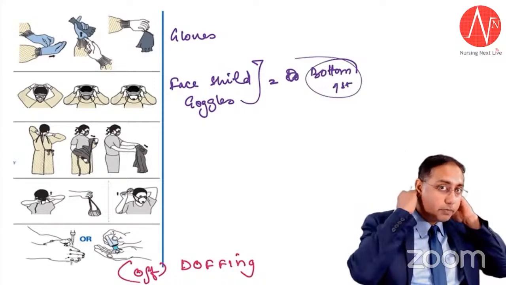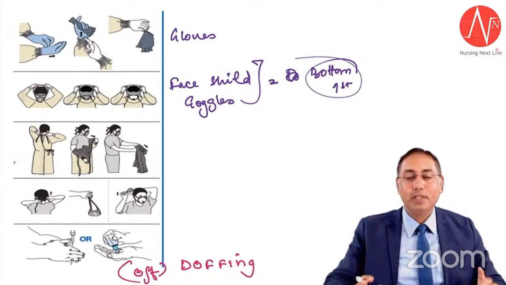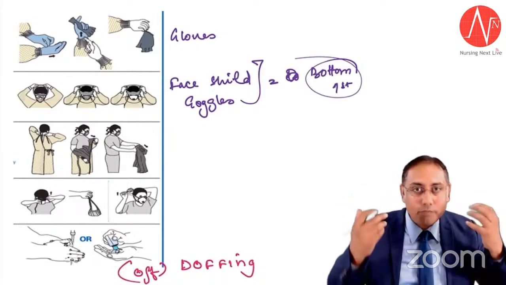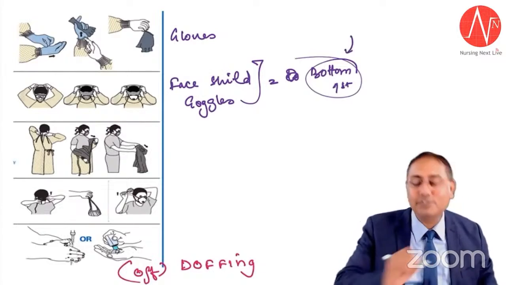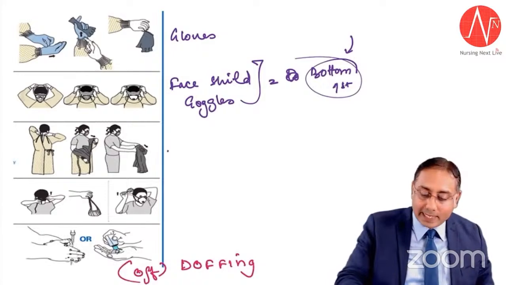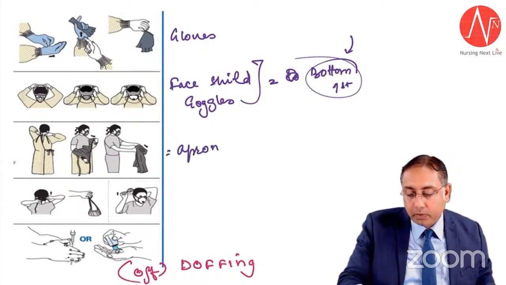So while wearing, you wear the bottom first. While taking off, you take off the bottom first. Always the bottom first. It's very important for you to remember, while taking on, bottom first. While taking off, bottom first. So the lower thread is to be taken off first.